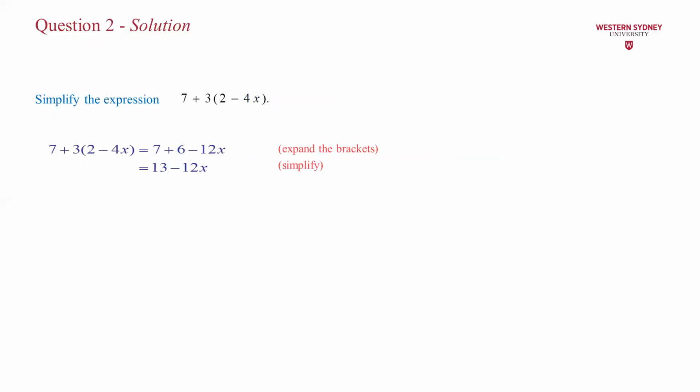Question 2 solution. When we're simplifying this expression, we're going to expand the brackets out. So 3 2s are 6, and 3 times minus 4x is minus 12x. Adding the numbers together gives us 13 minus 12x.